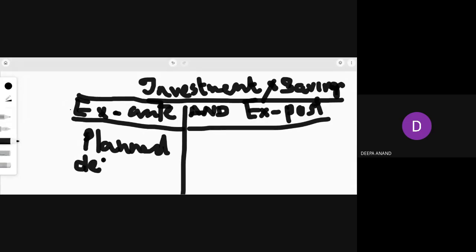So ex-ante means planned, or you can say the desired. What is the desired level of saving? What is the desired level of investment? What is the desired level of expenditure? So what is planned or desired, and what is expected, that is known as ex-ante. If you remember these three terms, you will get the meaning. So what will be then ex-ante investment? Ex-ante investment is the planned investment for the next session, or the planned investment for 2021. What is ex-ante saving? The planned saving for the next year. So planned, desired, or expected.